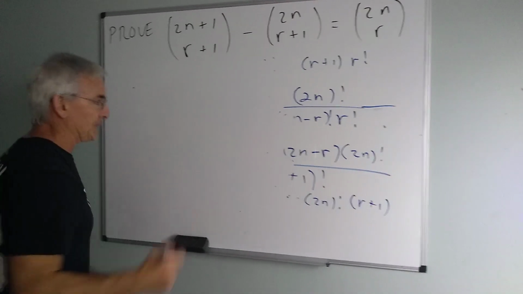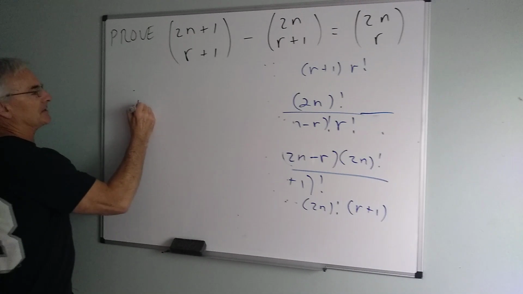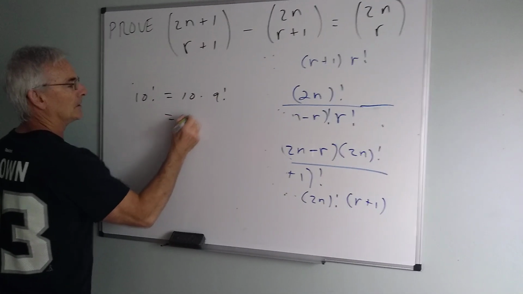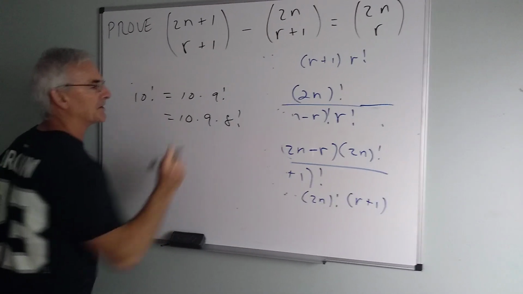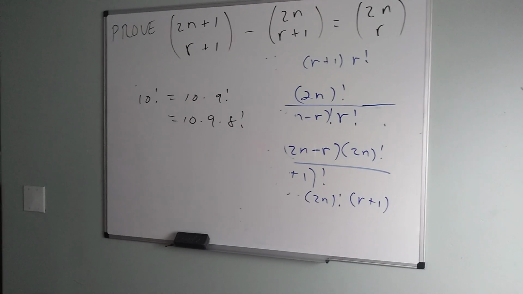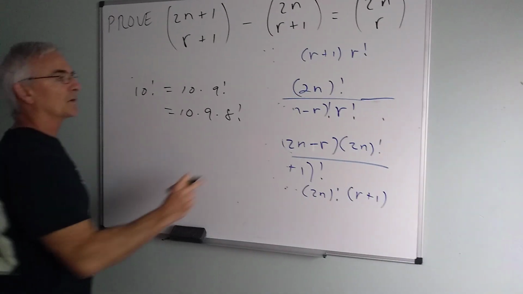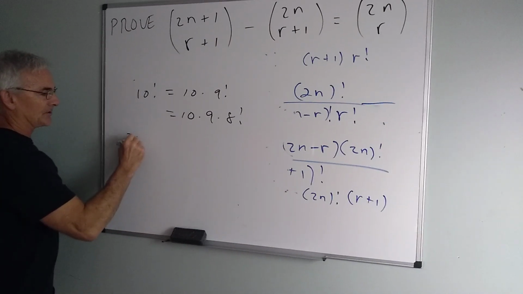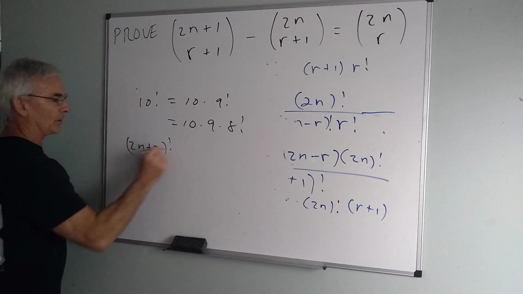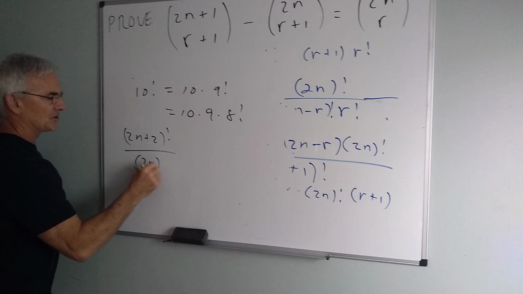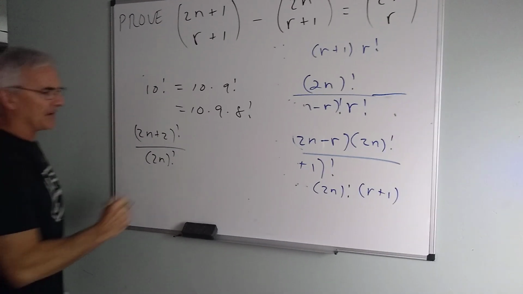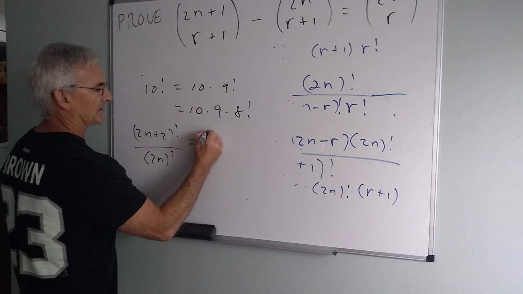Simple statements like this. If I said 10 factorial, I know that's 10 times 9 factorial, which is 10 times 9 times 8 factorial. These kind of statements are very useful. The problem is when we have the larger factorial terms. So I might have a statement like 2n plus 2 factorial on top and 2n factorial on the bottom. And I'm trying to reduce this. If I'm not careful, I may say something that's not true.